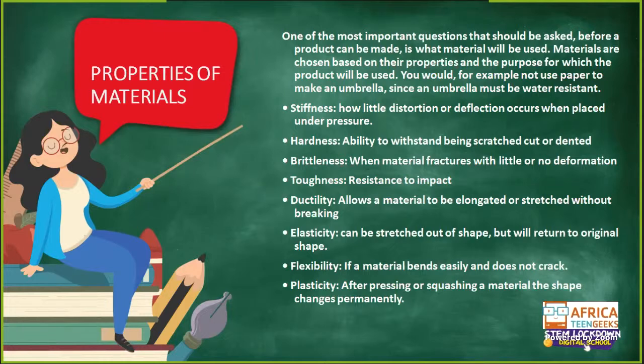Okay, so when we are going to look for a material for a certain purpose, then we must look at the properties. So we are now going to check the properties of materials. You might have already encountered properties of materials in grade 7 natural science or even in technology class. Okay, so one property of a material is stiffness. What is stiffness? Stiffness simply talks about how little distortion or deflection occurs when placed under pressure.